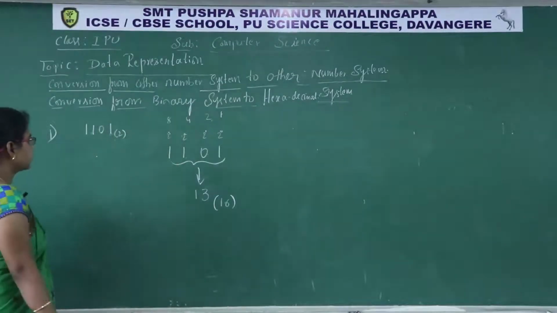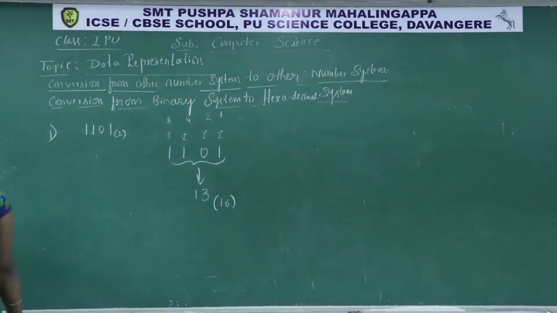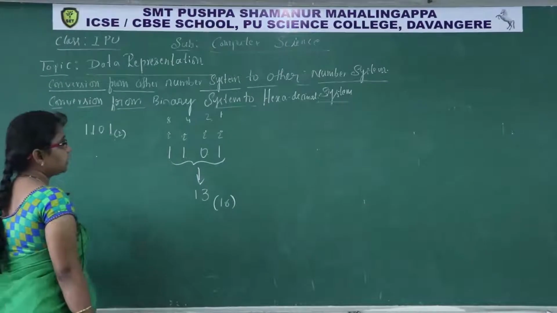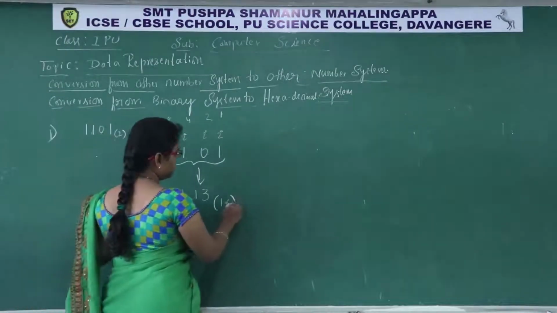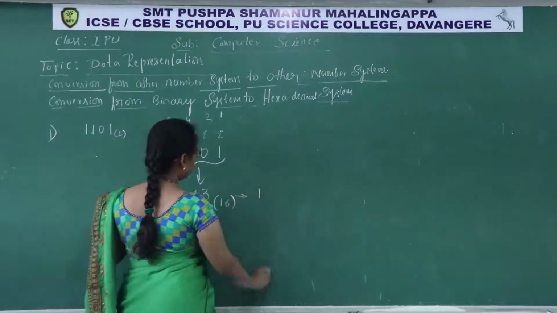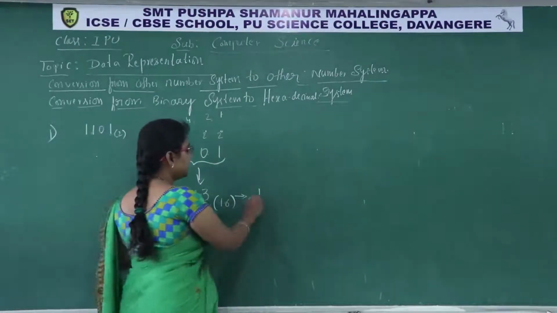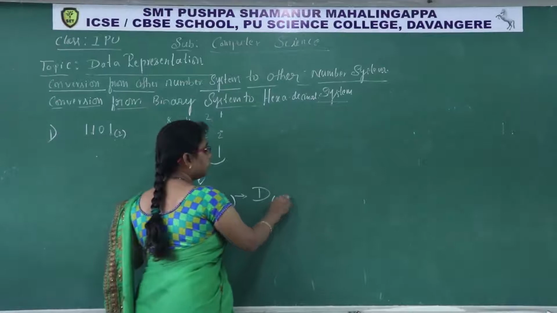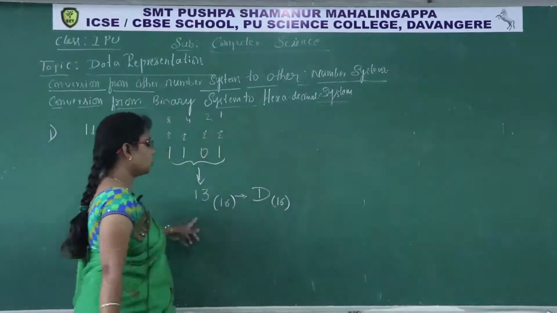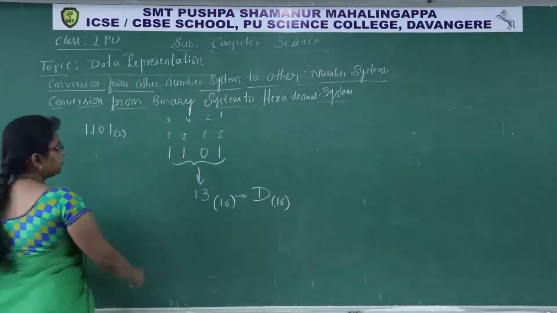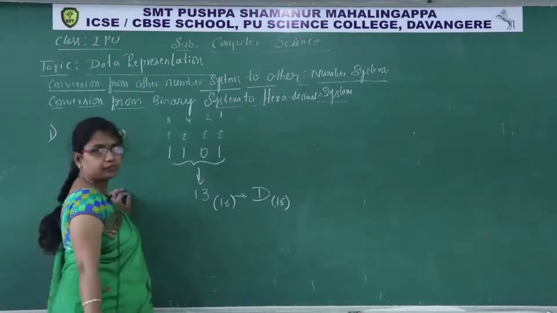Understood? And how do we write 13 in hexadecimal? We have to write D. 10 is A, 11 is B, 12 is C, 13 is D. So D base 16. Finally you have to write this, otherwise you won't get the marks. This 13 is a decimal number.